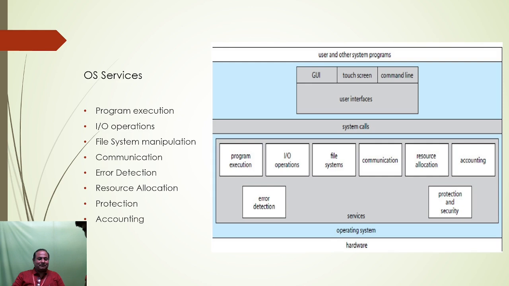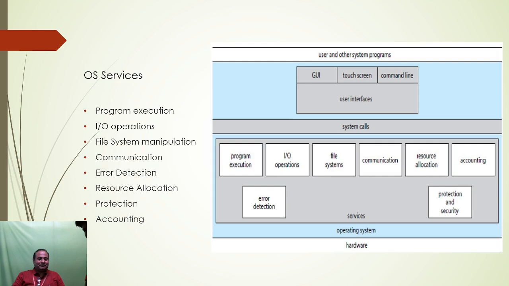And second is file system manipulation. For example, if a user wants to create a file, delete a file, update a file and close a file, all of that can be done by the OS only. These are services provided by the OS, and also communication. Here the OS helps communication between the hardware as well as the user. This interface helps to communicate between the hardware as well as the system.